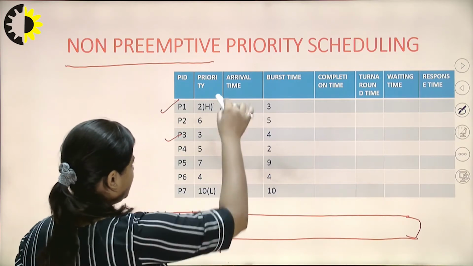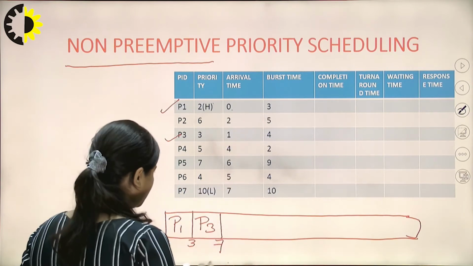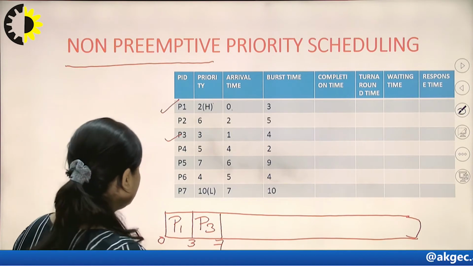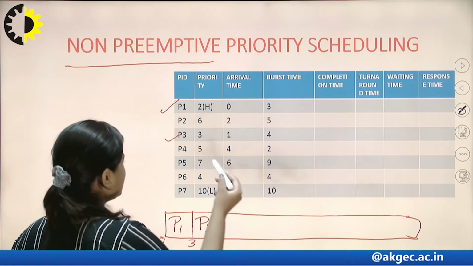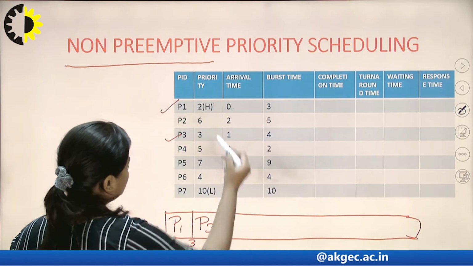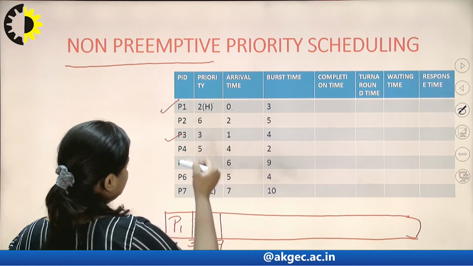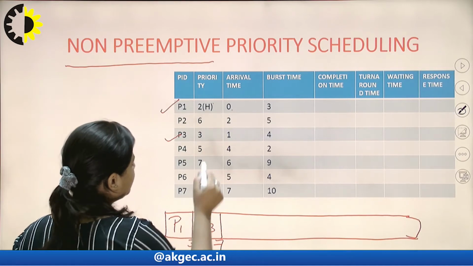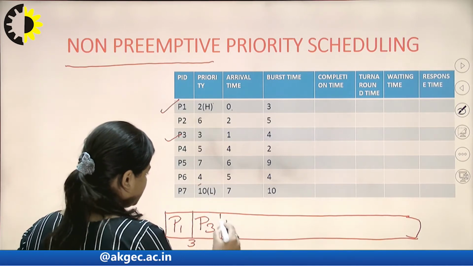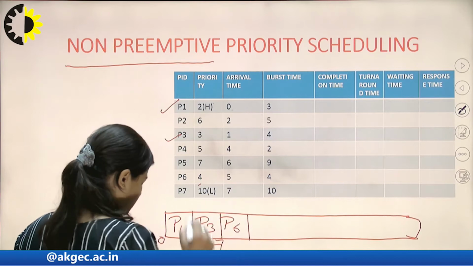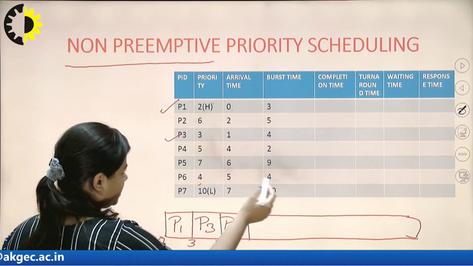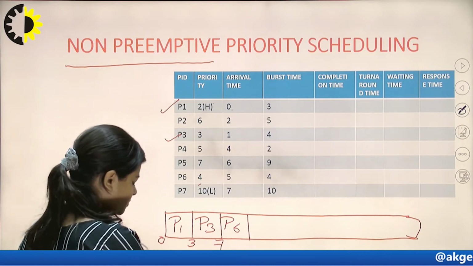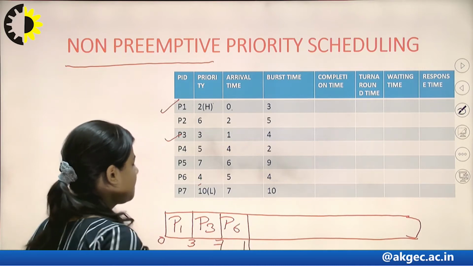Now all the processes have arrived, so we go for the next process having the best priority. We have completed P1 and P3. After P3, P6 has the highest priority among the remaining processes, so P6 goes into the Gantt chart. P6 requires a burst time of 4. We have already done 7, and 4 more makes 11.